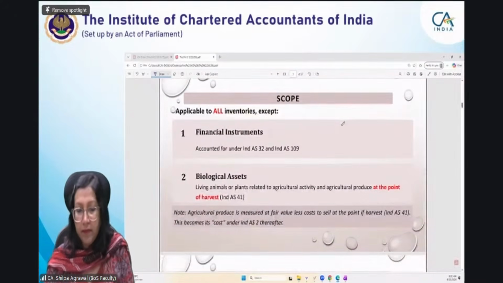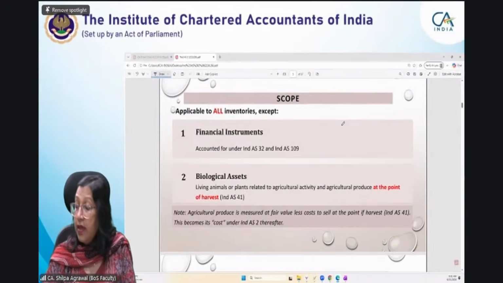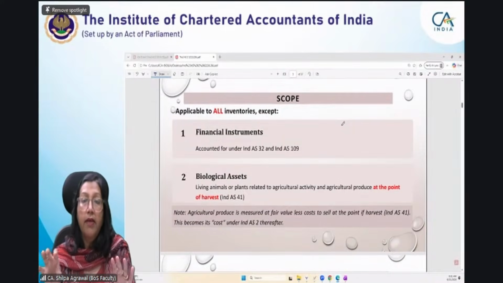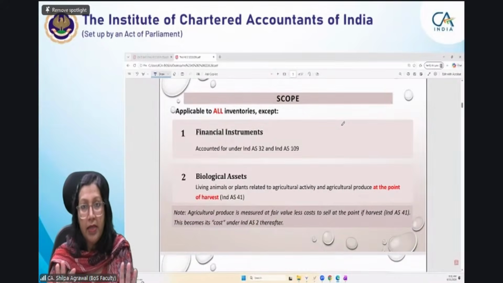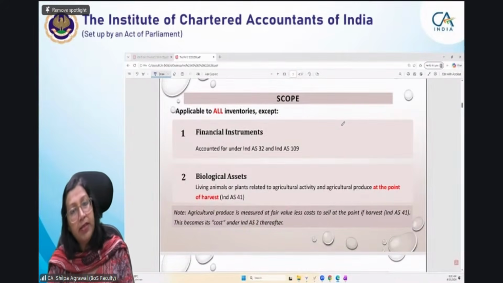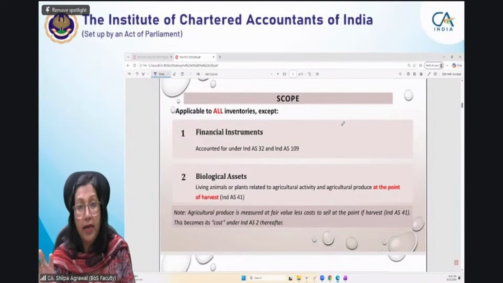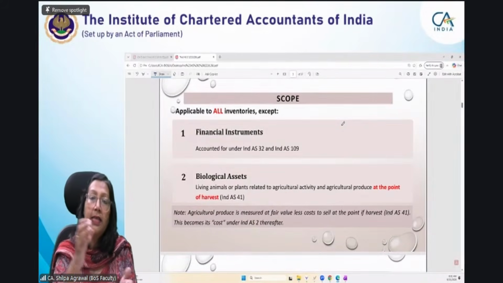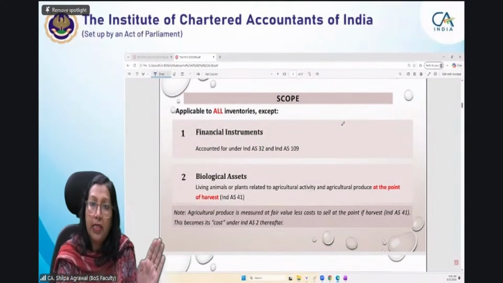Okay. Now talking about the scope of this standard. Students, as I told you earlier, there are many kinds of inventories which may appear to be inventory, but we have a separate Indian accounting standard, Ind AS, on that particular aspect. Because of that, these have been excluded from the purview of Ind AS 2.